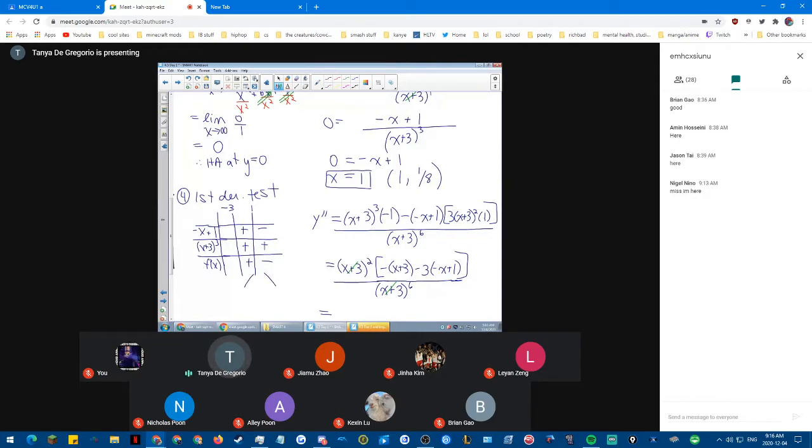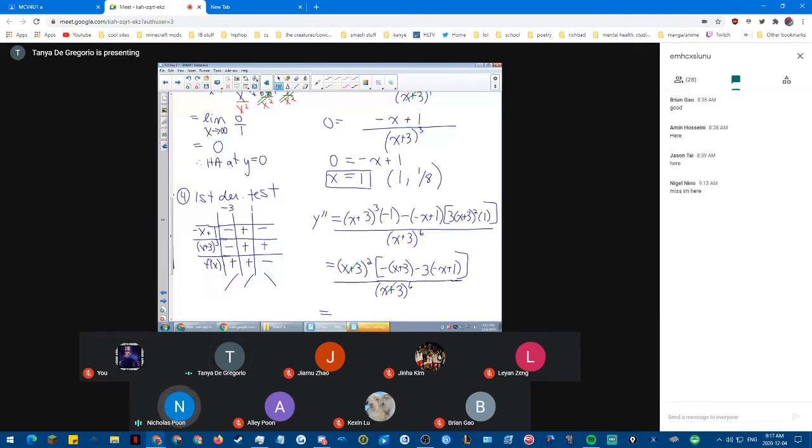But now, to the left of negative 3, if I put in negative 4, what happens here? And if I put in negative 4 here, what happens here? Good. Negative 4 plus 3 is negative 1, and negative 1 cubed is negative.